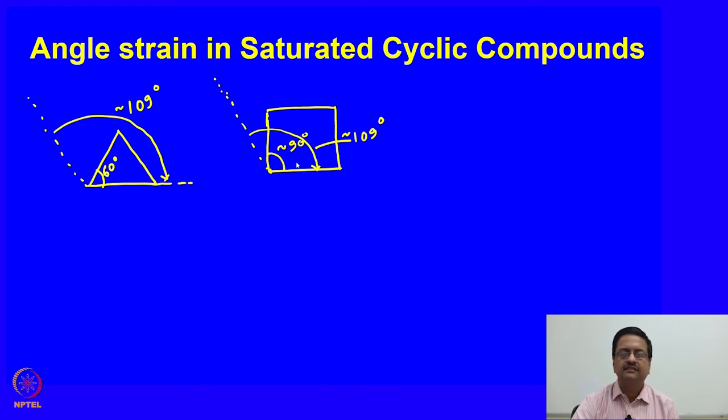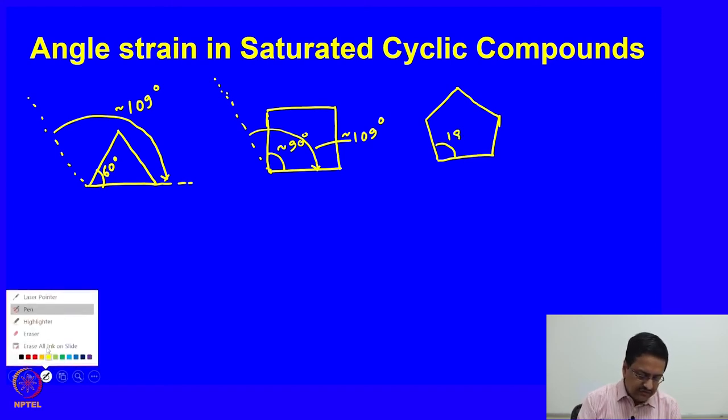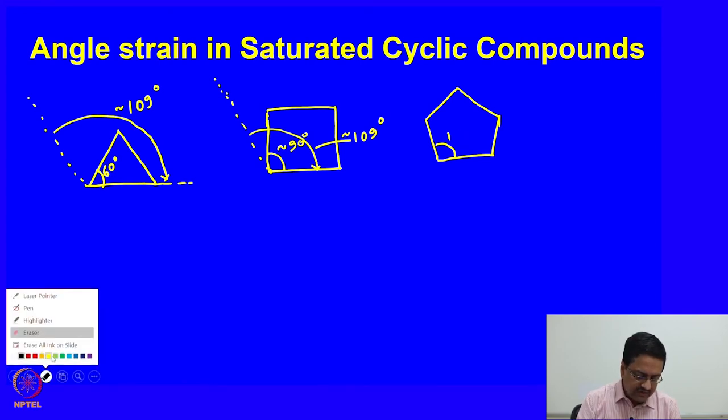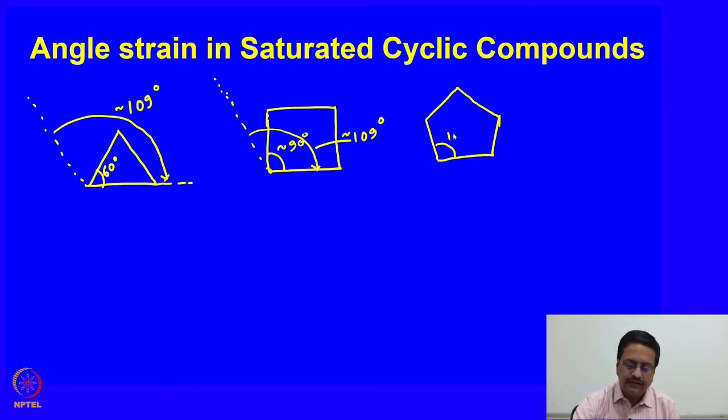So this has a slightly lesser strain compared to cyclopropane, and in case of cyclopentane, that angle is about 108 degree, which is close to 109, and hence cyclopentane is not that unstable like others in this group.